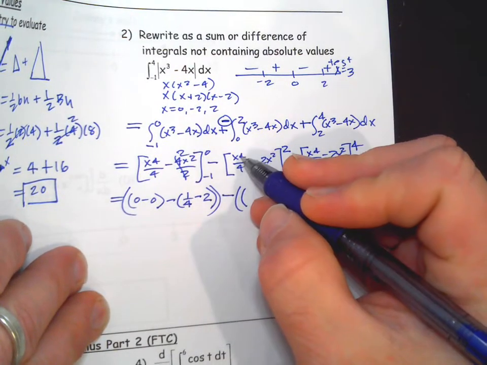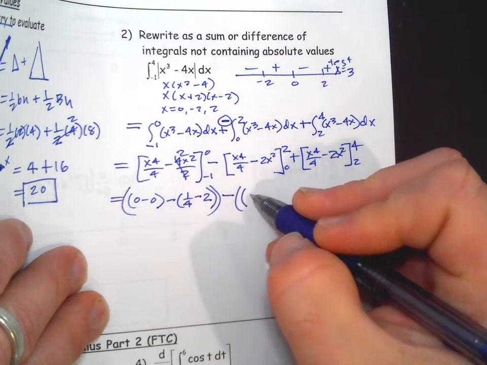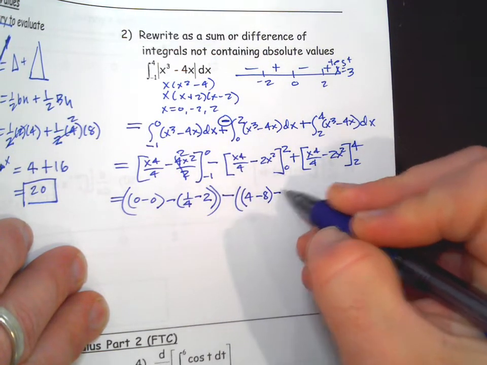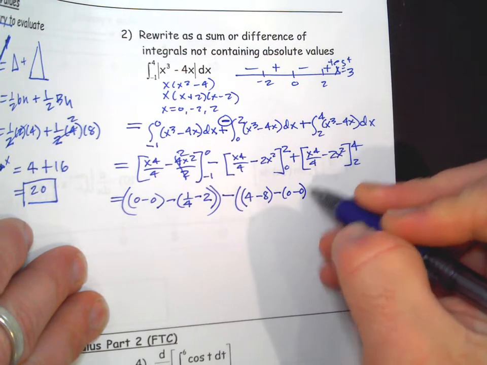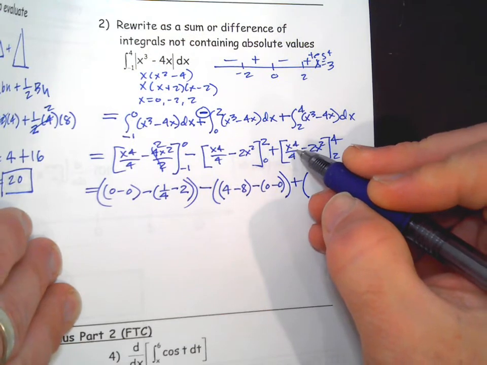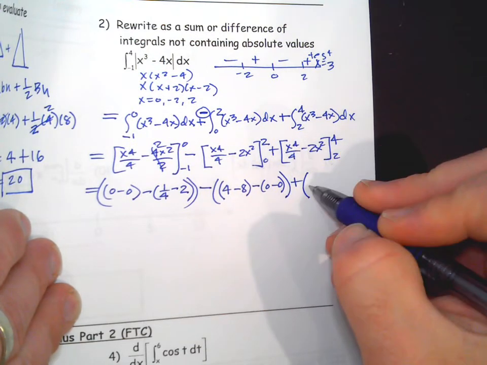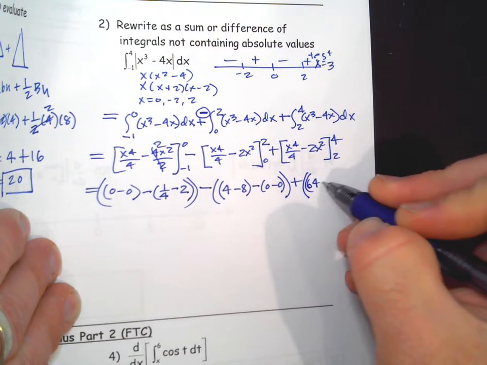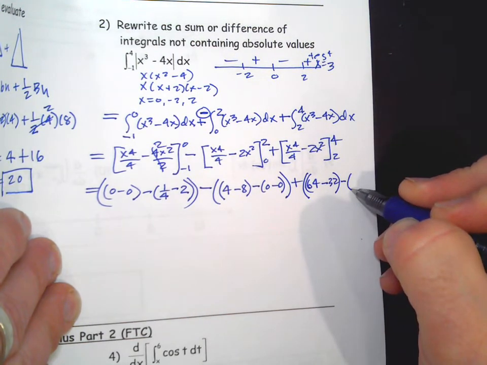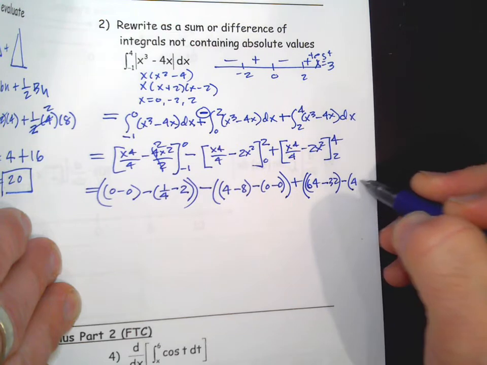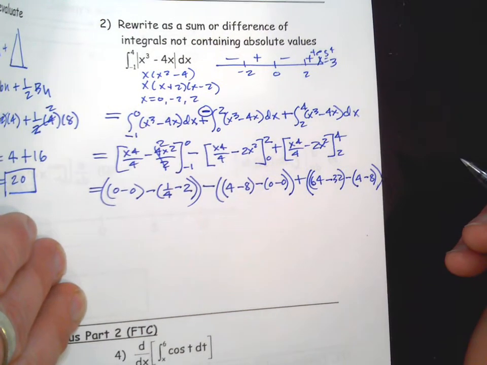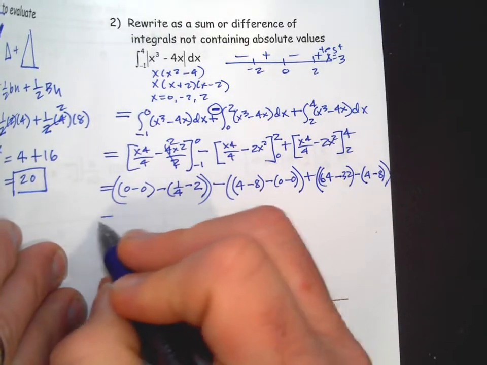Plug 2 in, you're going to get 16 over 4 is 4, minus 2 times 4 is 8. Plug 0 in, you get 0 minus 0. You plug 4 in here, we get 4 times 4 is 16, 64. It's going to be 64 minus 32. And then we plug 2 in. It's going to be 16 over 4 is 4, minus 8. So you've got to be super careful here.